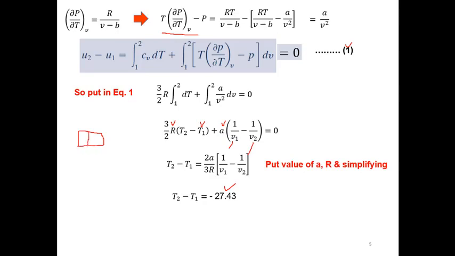So if the argon gas was available in a partition, let's say this was the partition, and we remove that partition, then there will be a decrease in temperature. And how much will be the decrease in temperature? Minus 27.43. We know the initial temperature is equal to 300. So we put that value, and the final temperature T2 will be equal to 272.6 Kelvin. So this was calculated using the real gas equation, the van der Waals equation.